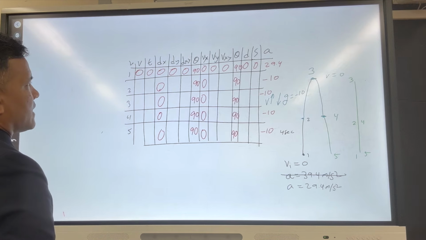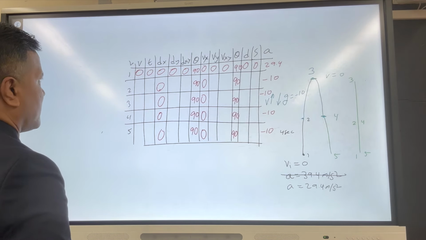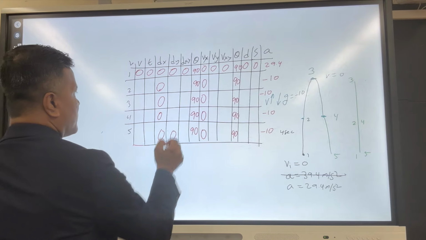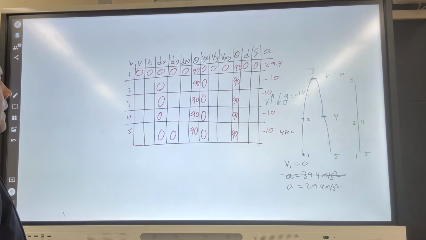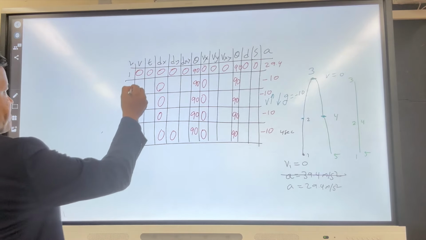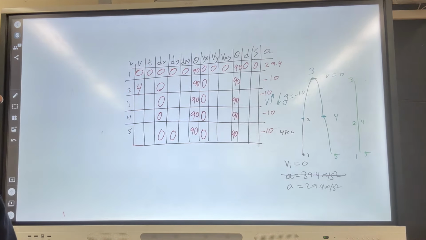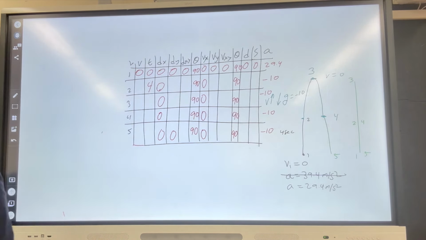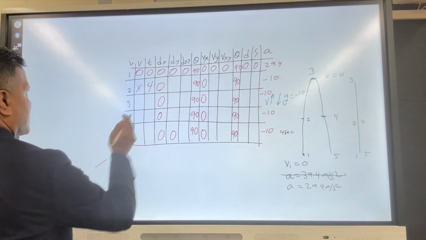Okay, now what else do we get free? That's all I guess we get free. We also get free dy at location 5, which is zero. All right, I think that's it. One more thing we know: the time at location 2 is 4 seconds. Now let's find the velocity at location 2.